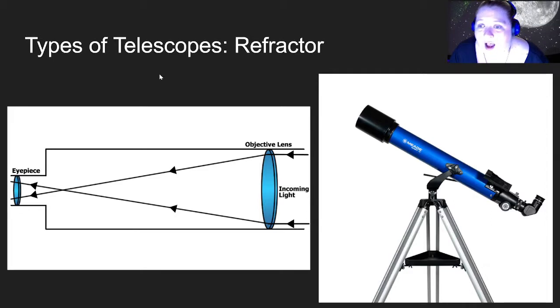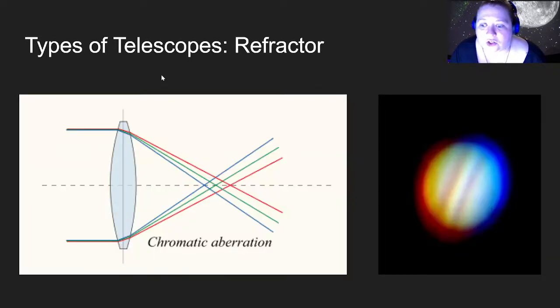Now, there are a lot of issues with refracting telescopes, the biggest of which is something called chromatic aberration. I know it's a fancy word, but what it basically means is that when light of different colors passes through the glass lens of the telescope, the lens bends the different colors by different amounts. So your blue light is not going to focus at the same point as your green light, which is not going to focus at the same point as your red light.